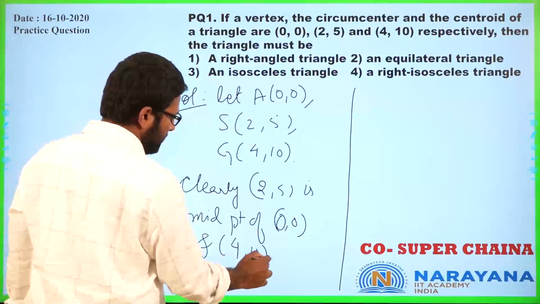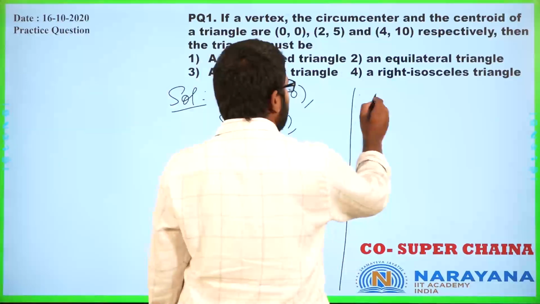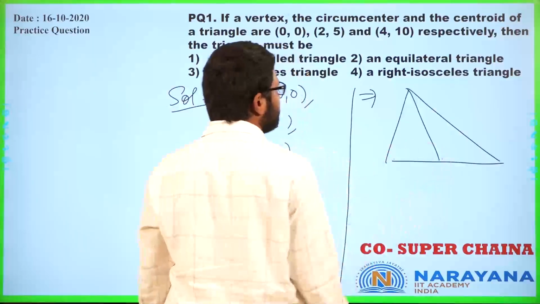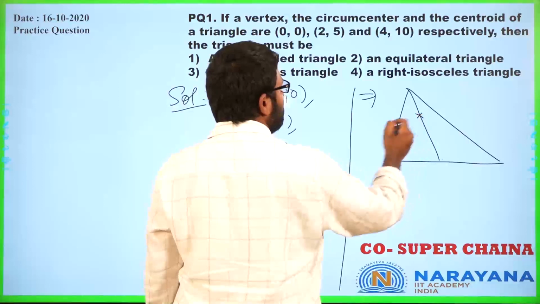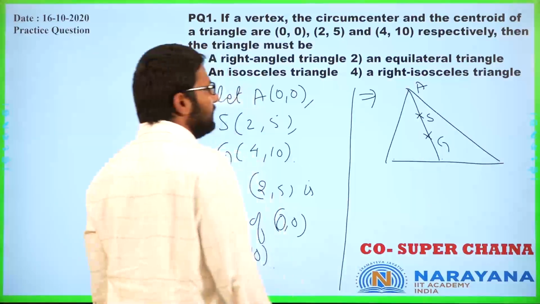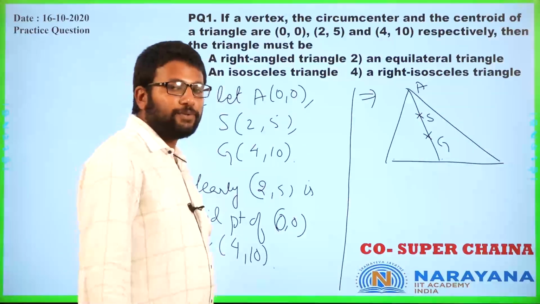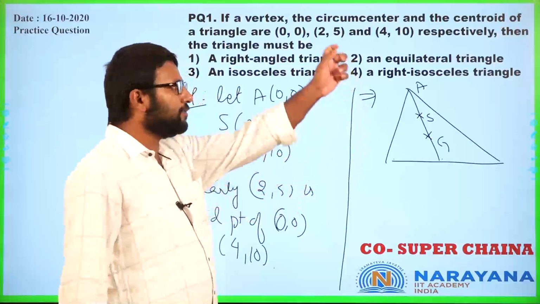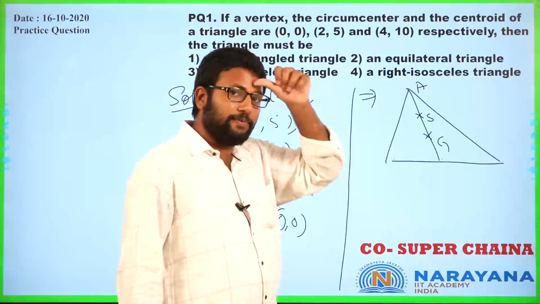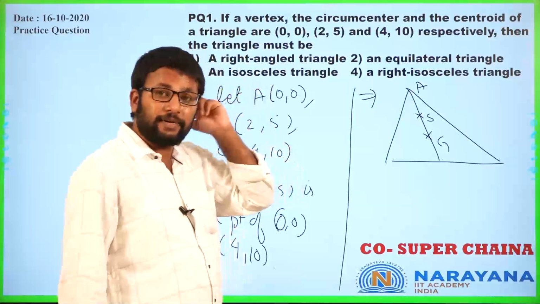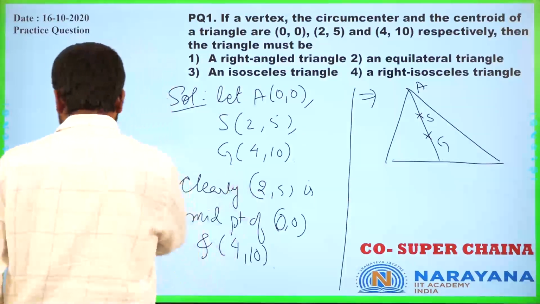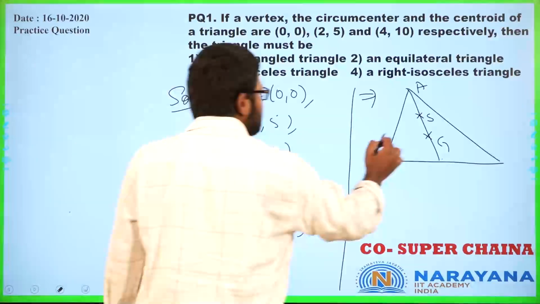This will require some amount of observation, which means if you draw this triangle, you will realize that if this is G, this is S and this is A, right? So, do you realize that there is only one kind of triangle in which a vertex, a circumcenter and a centroid will fall in a straight line? What is that kind of a triangle? An isosceles triangle, okay, which means this is not the correct diagram. We'll change this.